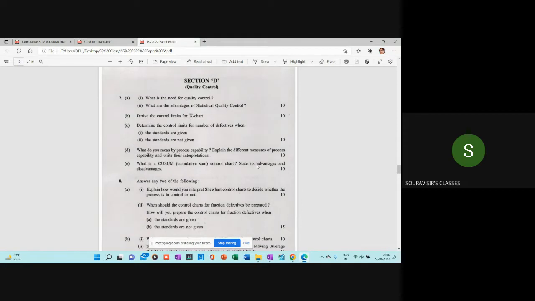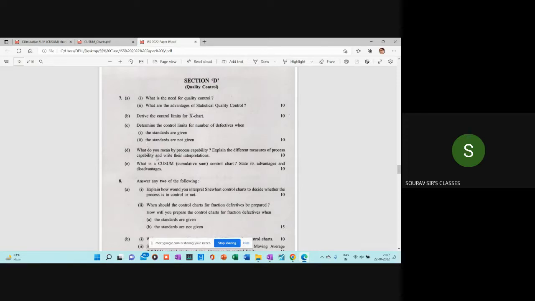Okay, so we are discussing the ISS paper 2022, paper number 4, and I was discussing section D, the statistical quality control portion, in my last class. I have already discussed question number 7A, part 1, 2, question 7B, and 7C, part 1, 2. We are about to start question number 7D. We have just started process capability ratios and have not completed the discussion. So I'm going to start from question number 7D.